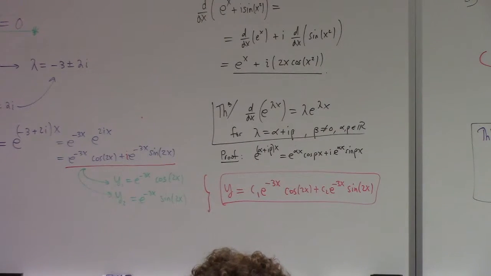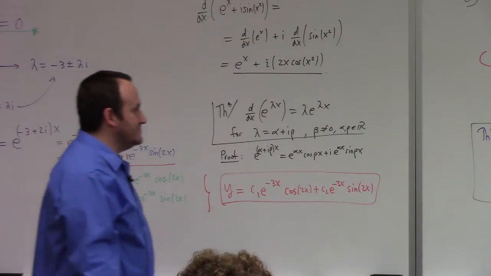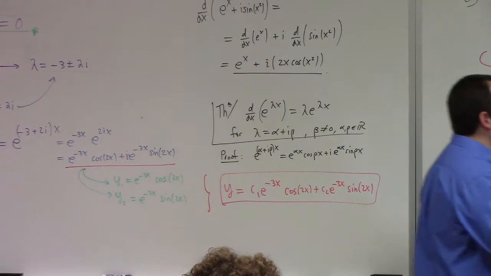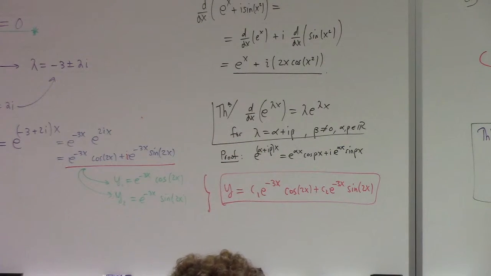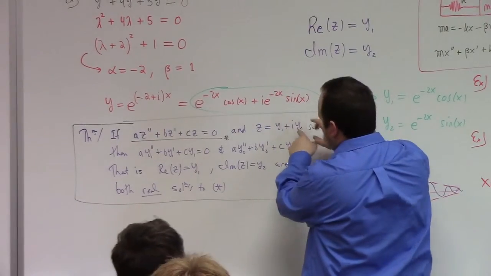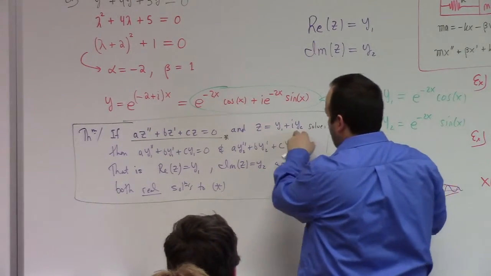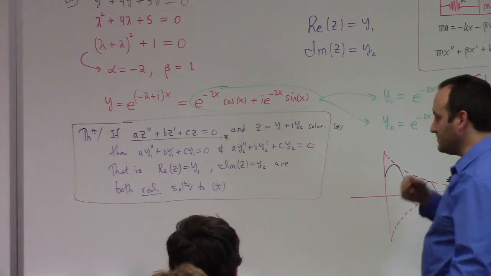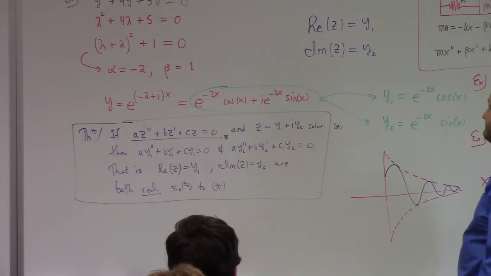Where did you get the Re and Im? Oh, just definition. It's just name calling. The real part is the part without the i, and the imaginary part is the part that's next to the i. And these are separately supposed to be real solutions. I mean, that's assumed.